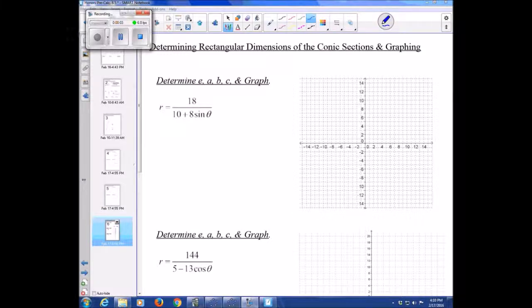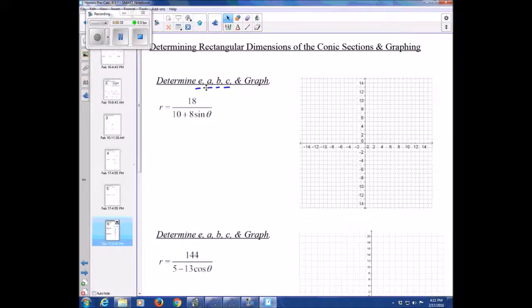Alright guys, in this video we are going to talk about determining rectangular dimensions for our conic sections. Then we're going to graph those conic sections on the XY axis. What we mean when we say rectangular dimensions is of course the A, B, and C values that we used to find hyperbolas and ellipses on the XY axis. And on the way we're going to determine the eccentricity as well.